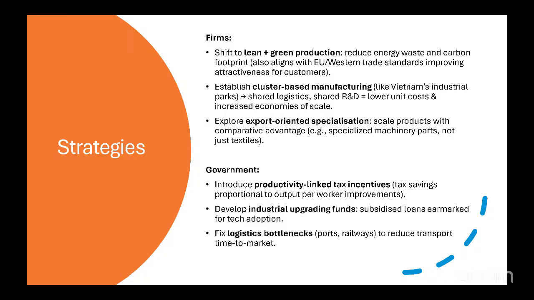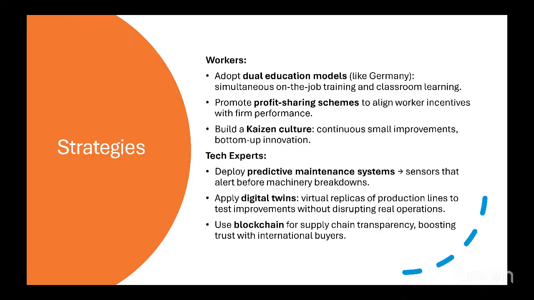In terms of government, they can introduce policies such as productivity-linked tax incentives. For example, tax savings proportional to output per worker improvements. They can also develop industrial upgrading funds, subsidized loans which are earmarked for technology adoption. They can also fix logistical bottlenecks such as ports and railways to reduce transport costs and the time to market for products. I'll now hand over to Danidu to take over the next bit.